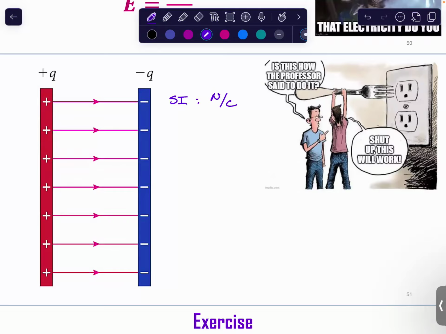Here's a question. If I was to put a positive charge Q in here, which way would it go? To the right. And the opposite, if I put a negative Q, the electric force pulls it to the left. You can also think of this as your positive charges are attracted to the negative plate, and your negative charges are attracted to the positive plate.